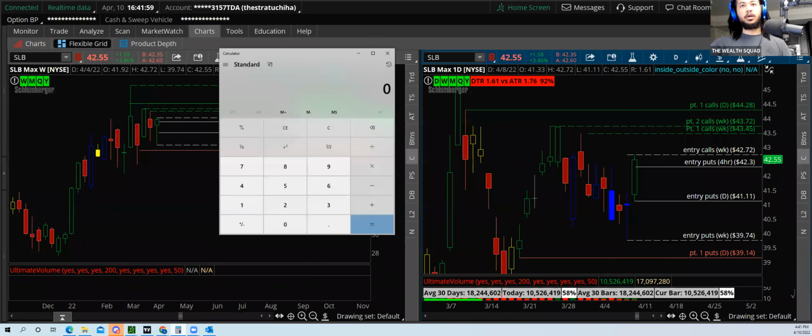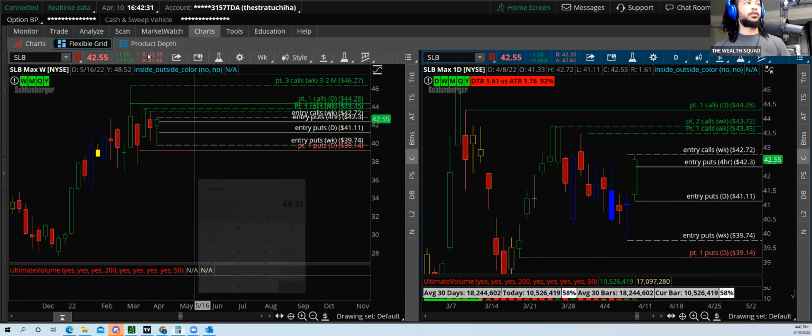Now, let me figure out what that was again. 42.55 as far as the ATR moves straight up. So I'm going to add it to where the price closed at. 42.55 plus $1.76, which is the ATR, because the DTR just means what it moved that day. So SLB moved Friday $1.61. So I'm going to do it from where price closed at, not from where I enter, to where it closed at plus the ATR. If it went straight up, that would be 44.31.